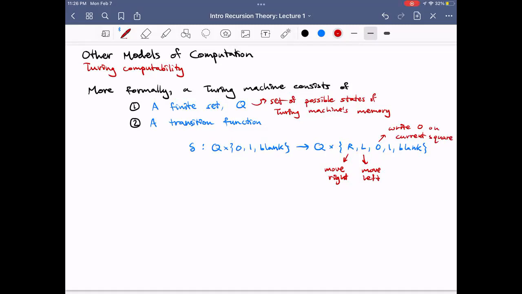And so on. So again, the transition function just tells you, based on the current state of the memory and the current contents of the square that we're looking at, what the Turing machine should do next, and what its memory should look like next. So that's the formal mathematical definition of a Turing machine. You could also write down a formal definition of the function computed by a Turing machine.